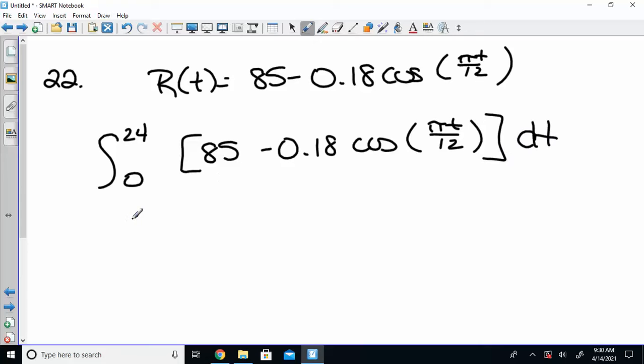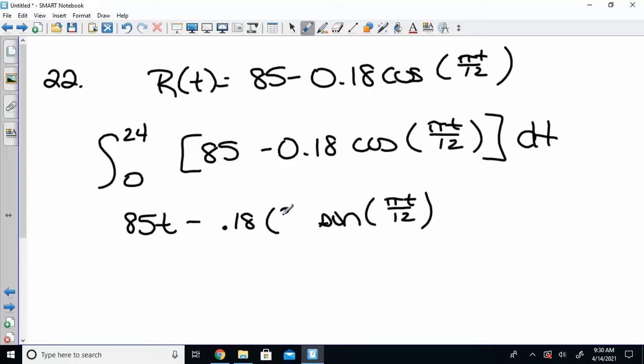Okay, the antiderivative of 85 would be 85t. Minus, we have the 0.18. The antiderivative of cosine is sine. The angle would stay the same, but you would have to do the chain rule. What's the derivative of this angle? Pi over 12. So you have to put the reciprocal in front, so that would be a 12 over pi in front.